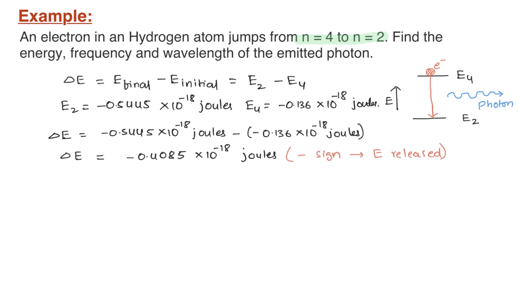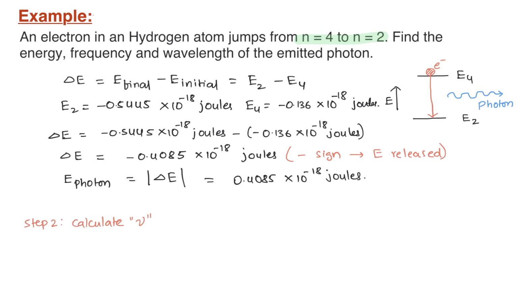The negative sign suggests that the atom has lost energy in the form of a photon. Energy of the photon is equal to the modulus of delta E, that is positive 0.4085 times 10 to the minus 18 joules. We know that the energy of the photon is equal to h times the frequency of the photon. Dividing both sides by h, we get the frequency of the photon is equal to the energy of the photon divided by h, the Planck's constant.